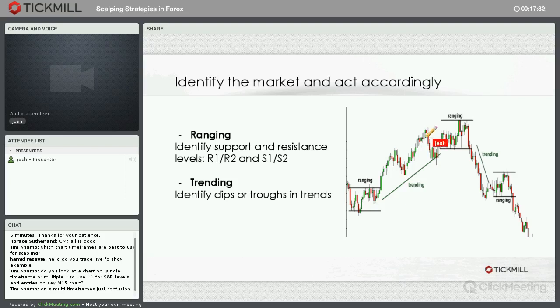Okay? And that's effectively how you would scalp a trend.